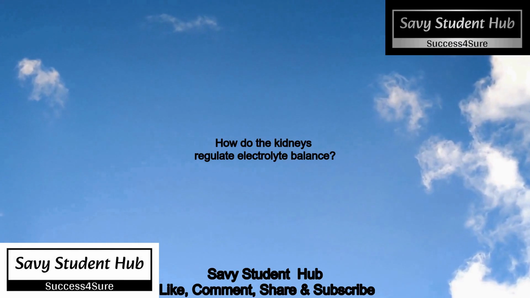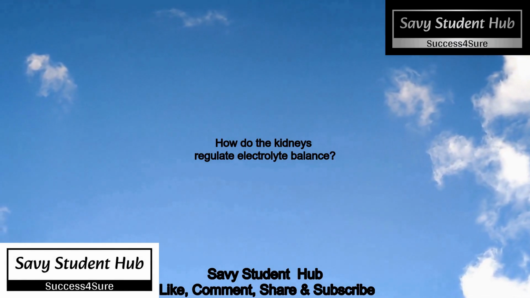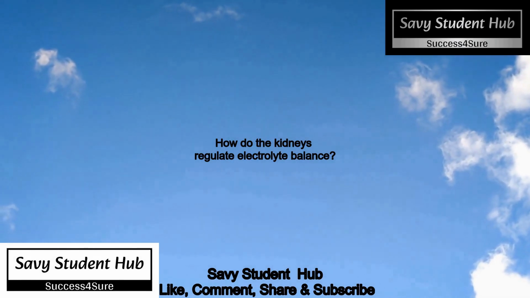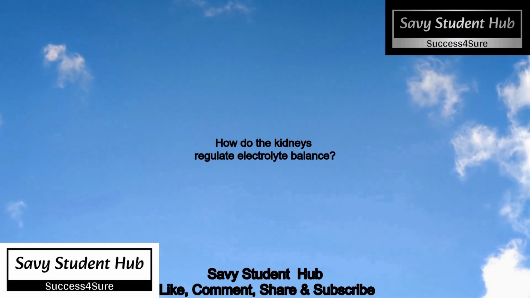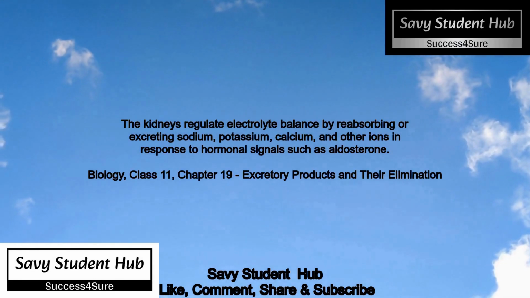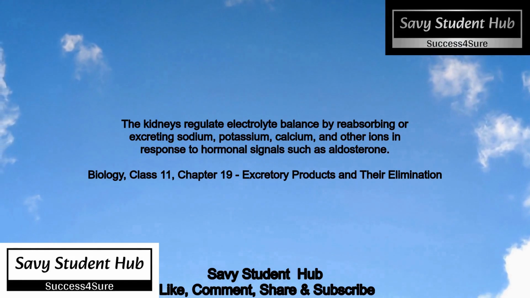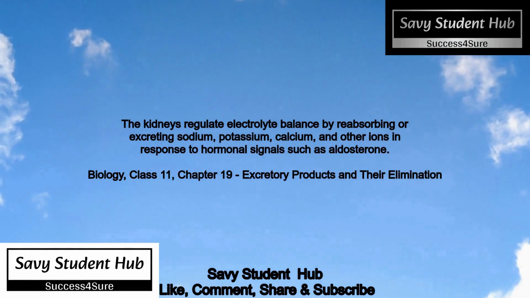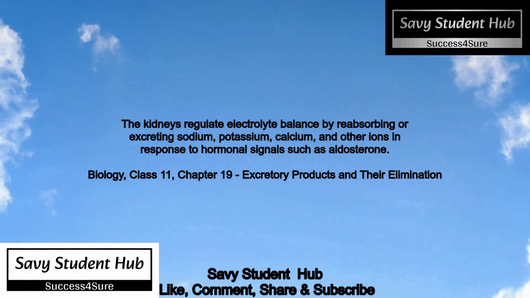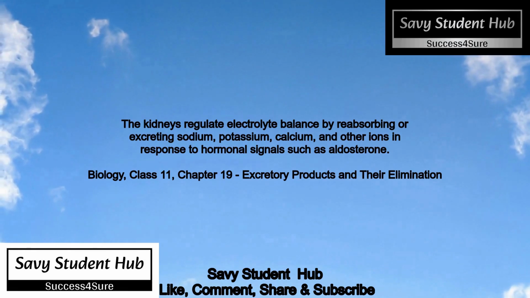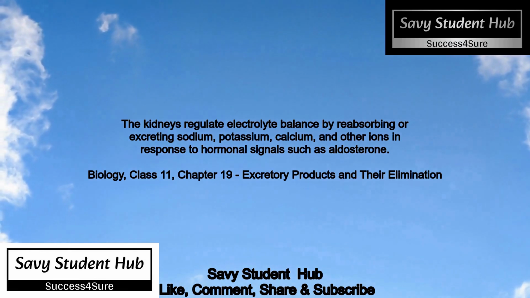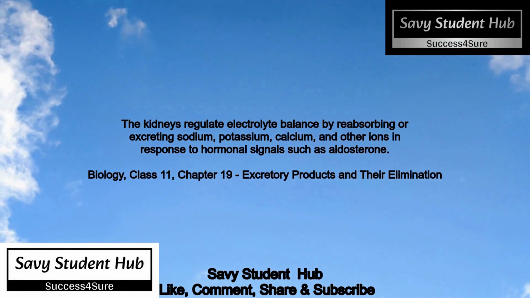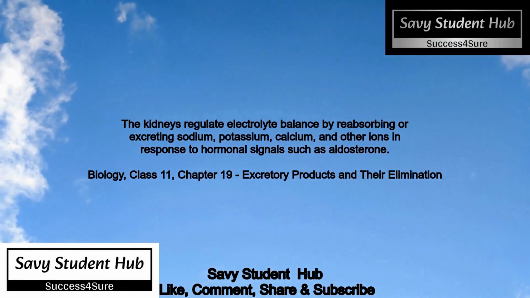How do the kidneys regulate electrolyte balance? The kidneys regulate electrolyte balance by reabsorbing or excreting sodium, potassium, calcium, and other ions in response to hormonal signals such as aldosterone.